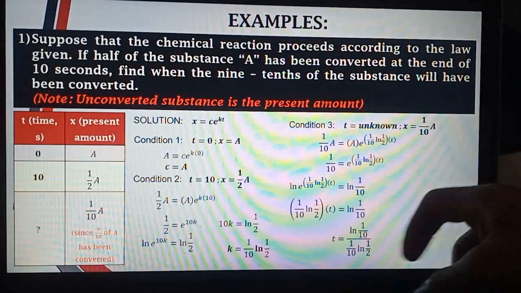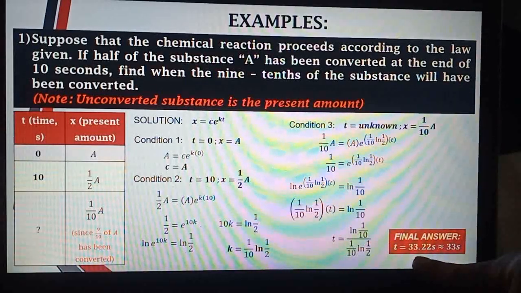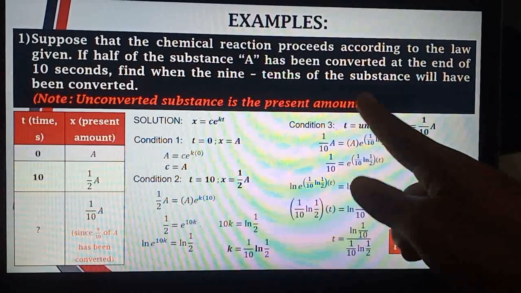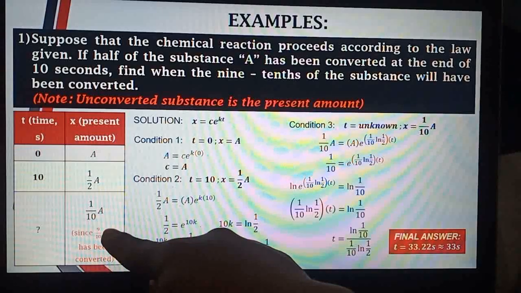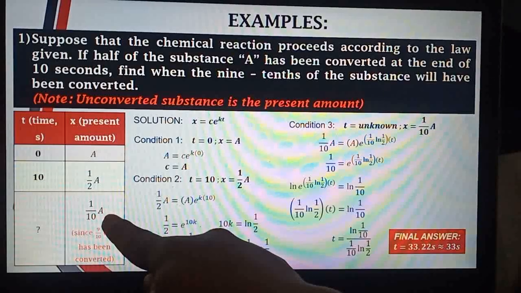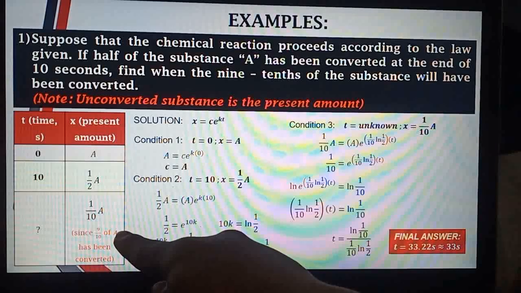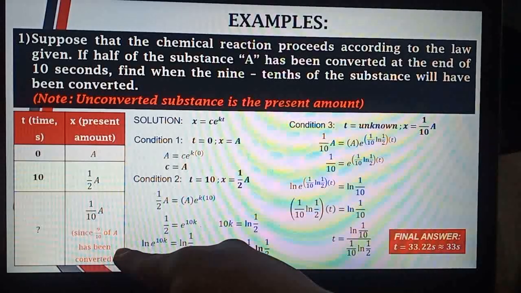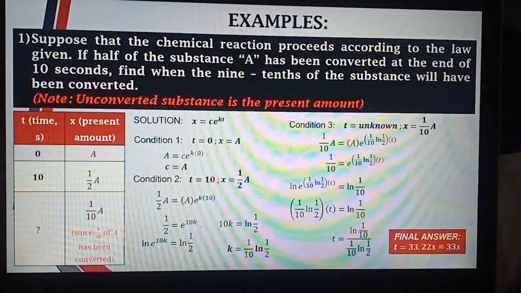Since t is the unknown, magkakaroon na tayo ng final answer na t is equal to 33.22 seconds or approximately equal to 33 seconds. So after 33 seconds, the value of the unconverted, which is the present amount, that is 1/10. So yun din yung time na 9/10 of the substance A has been converted. So that is our first example.